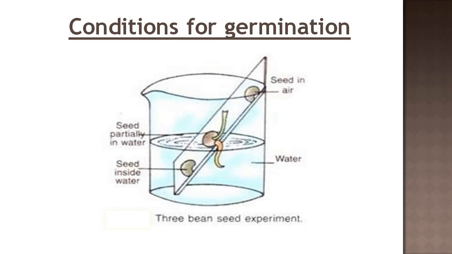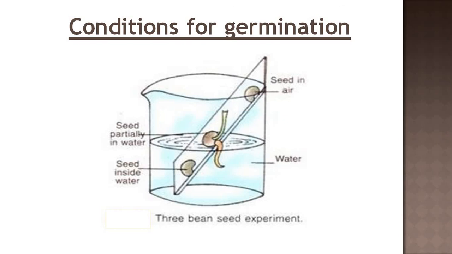Now put the slide in the beaker such that seed 1, the upper one, is completely out above the water. Seed 2 is partially in water, means it is a little bit inside the water, and seed 3 will be completely submerged in water. You have to arrange the setup as shown in the picture. The first seed will be in air only, the middle one partially in water, and the third one completely inside the water. Keep this arrangement in a warm place for a few days, not in a refrigerator.